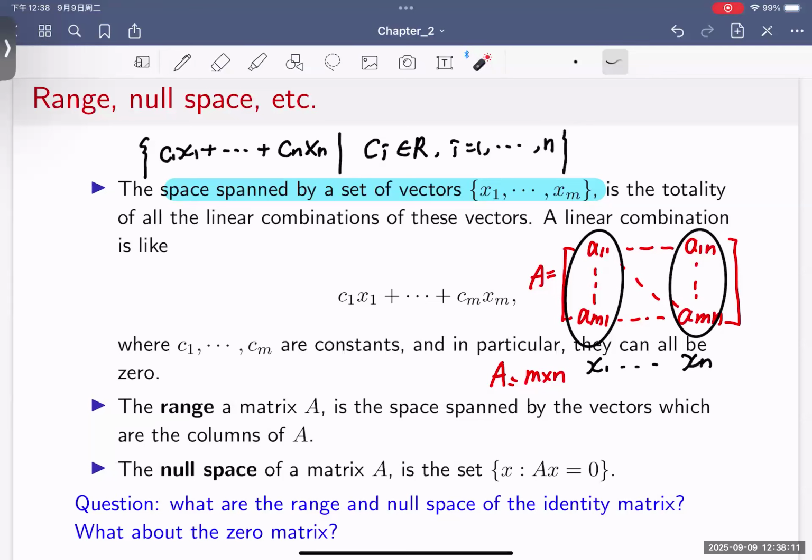And the null space is another thing, which stands for the vectors x where A times x is 0. Sometimes people call this the solution space of A. Just like solving the equation, the solutions that make it equal to 0 are exactly these x. Maybe we can look at two examples to understand the range and the null space better.